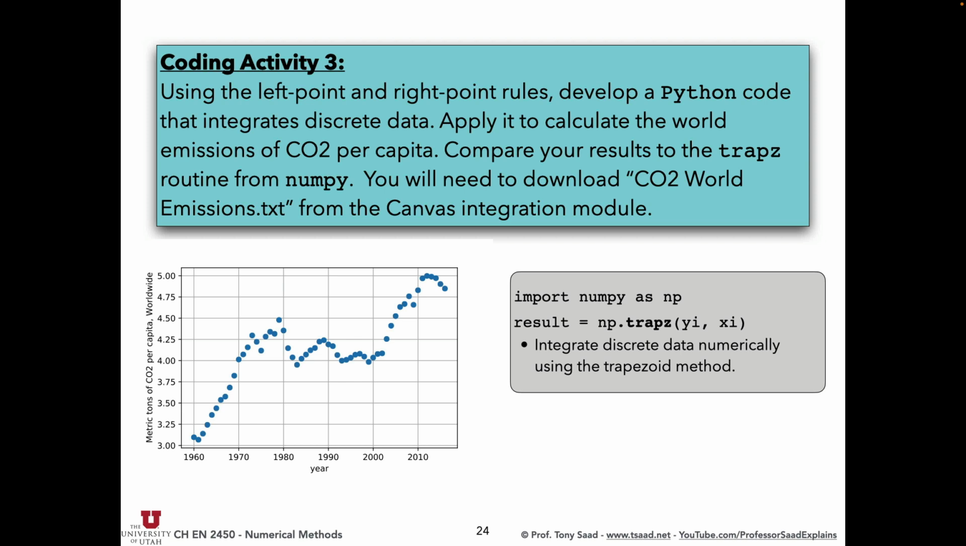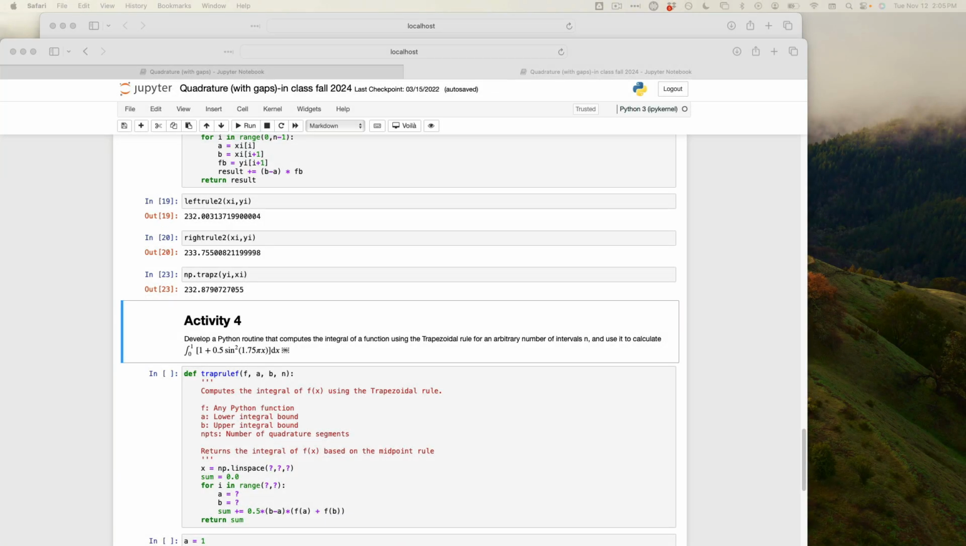It's similar to the composite, but it's really not a composite one because it's just based on the data that you have. And we compared that to TRAPZ, which is the gold standard we were going to use for comparing our results to numerically integrating discrete data in Python. And we did this together in the notebook, and I wanted to note something.